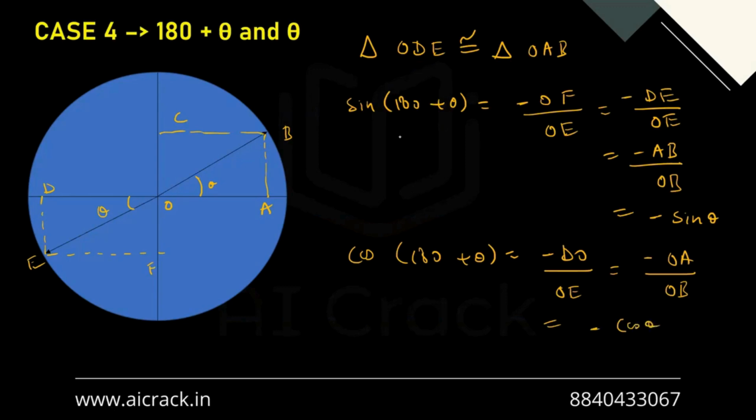So we have got a different result over here. In this case, both actually are coming to be negative. Sine of 180 plus theta is minus sine theta. Cos of 180 plus theta is minus cos theta.